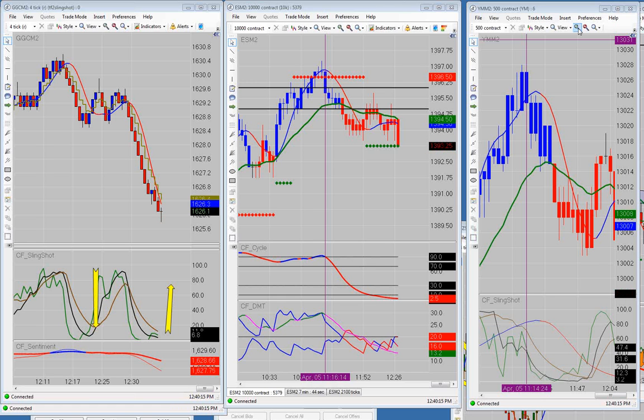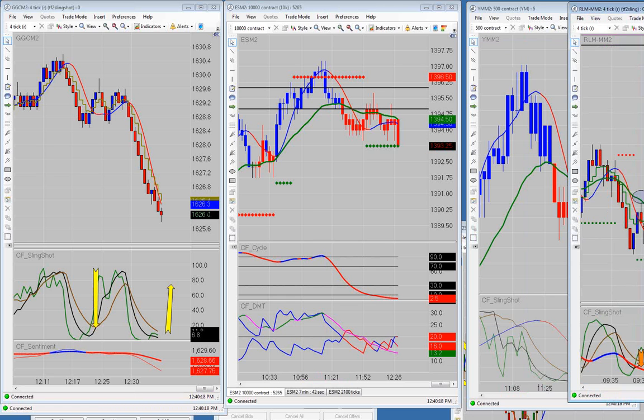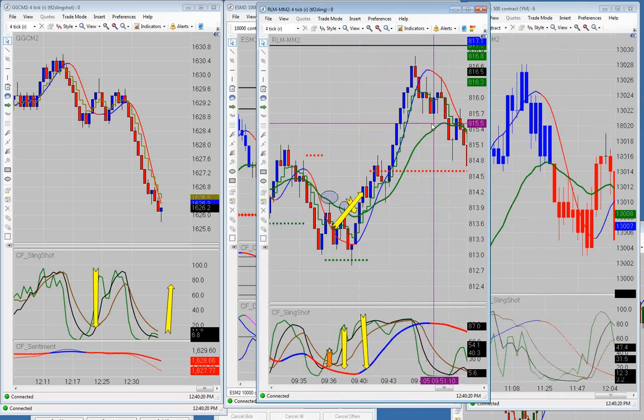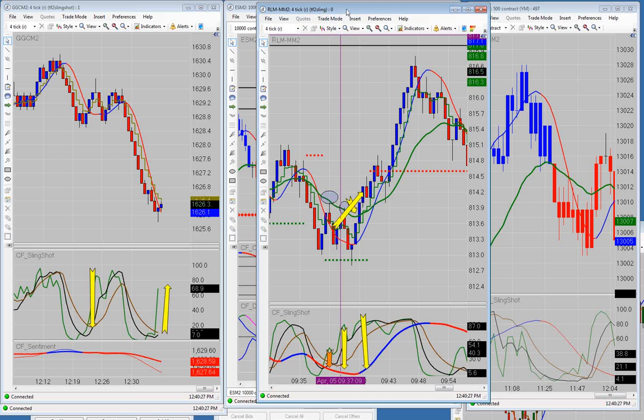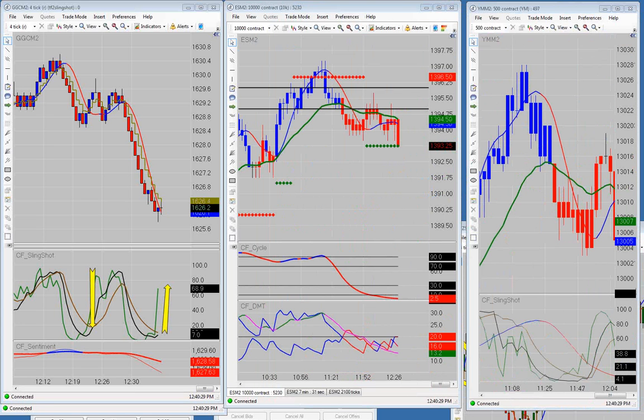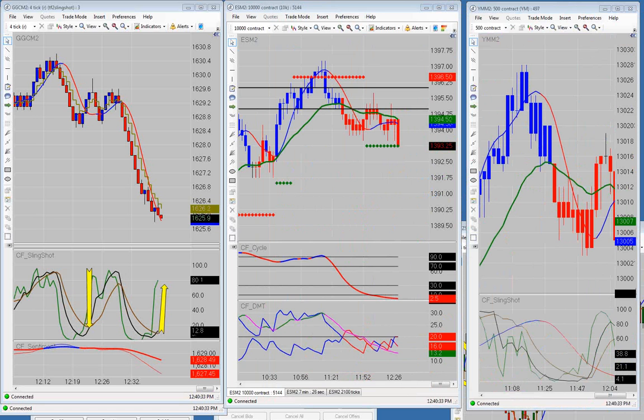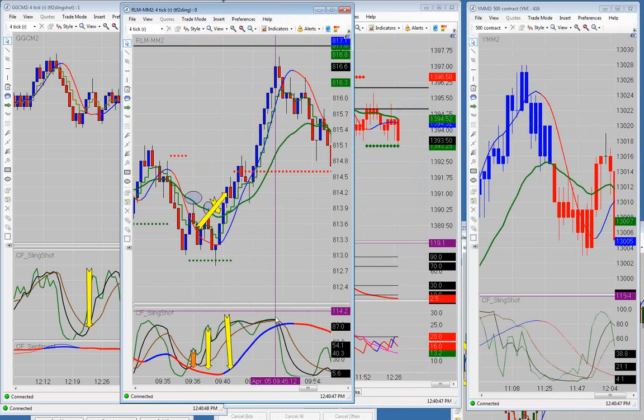Rodney, on the Russell chart, what was the setting of the green line? This one right here? Or the little step one? You know the BBC, right? Oh, and the slingshot. The green line is the 2. That's the fast one. I'll bring it back over and I'll show you. It's easier to show you.